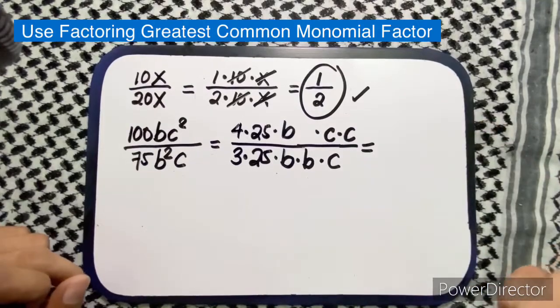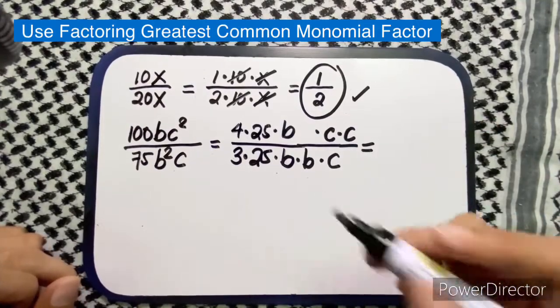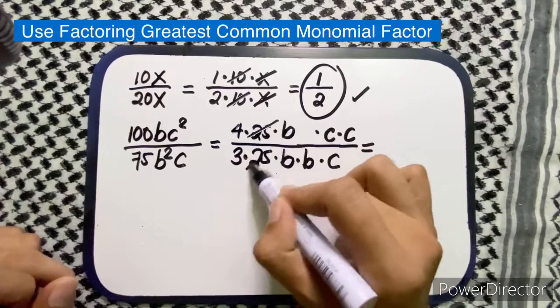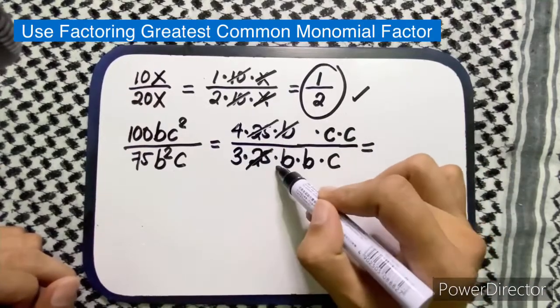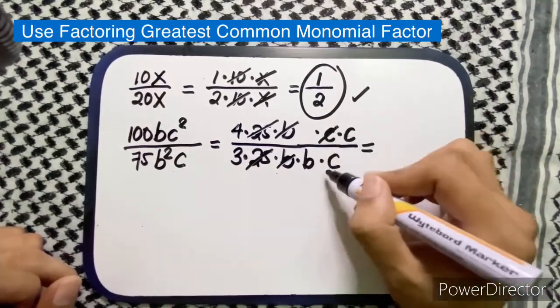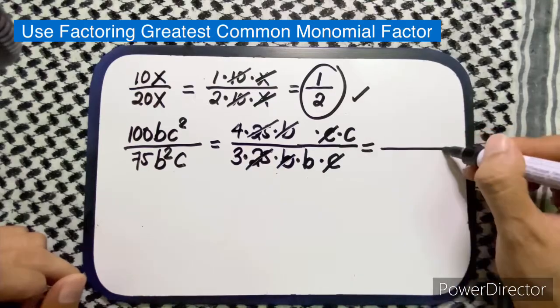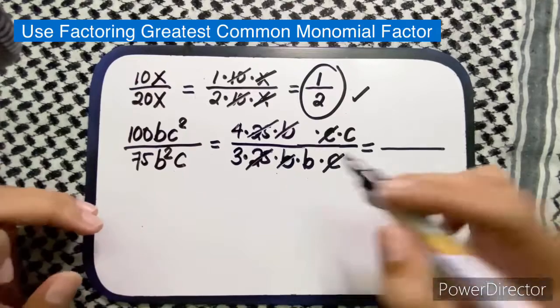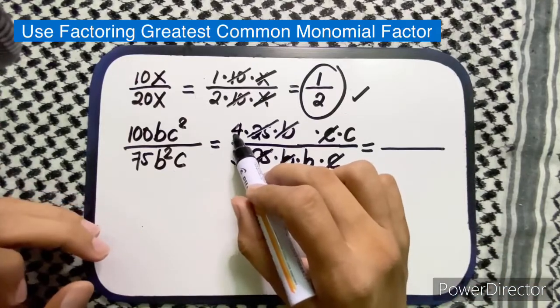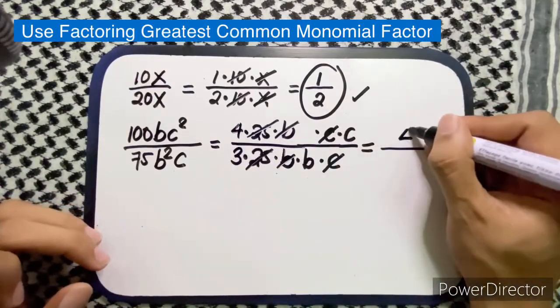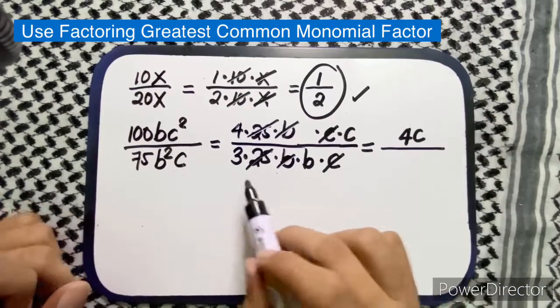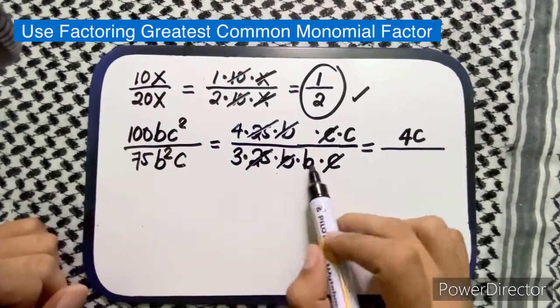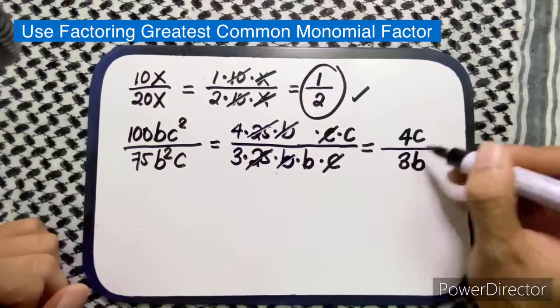Then next is cancel the common factor. So we have 25, 1b and 1b, then 1c and 1c. Copy those factors which are not cancelled out. In the numerator we have 4 and c, so 4c. In the denominator we have 3 and b, so 3b.